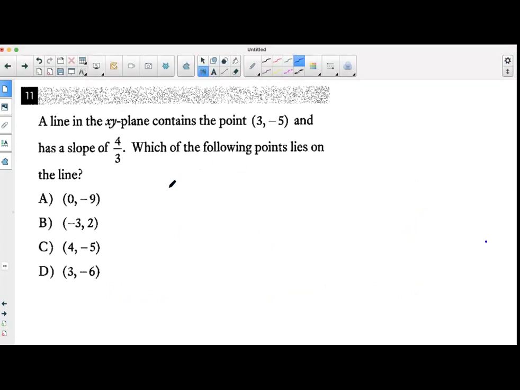A line in the xy plane contains this particular point and has the slope given here. Which of the following lies on the line? Now, I'm going to give you two different things here. If this were a College Board question, we should be able to get the answer graphically. So that's in fact what I would have done. But this question itself is not from College Board, it's from another publisher. The second thing is we should also know, which is part of today's lesson in terms of linear functions, how to express the equation of the line using point slope form as well. So we have to look at two different ways.